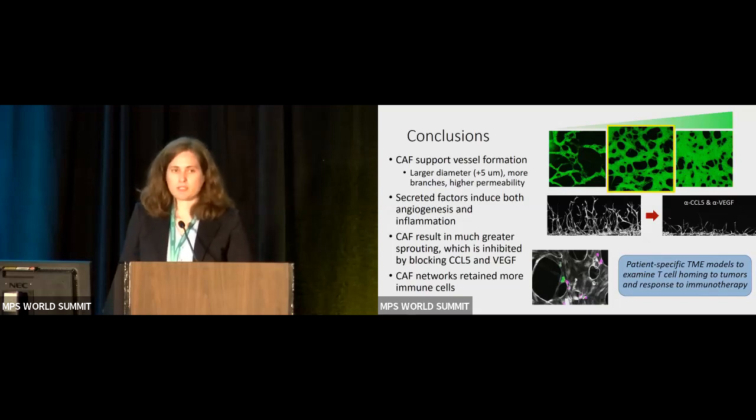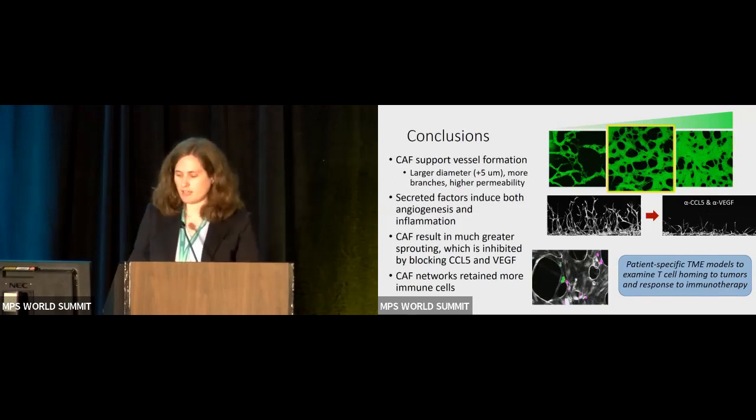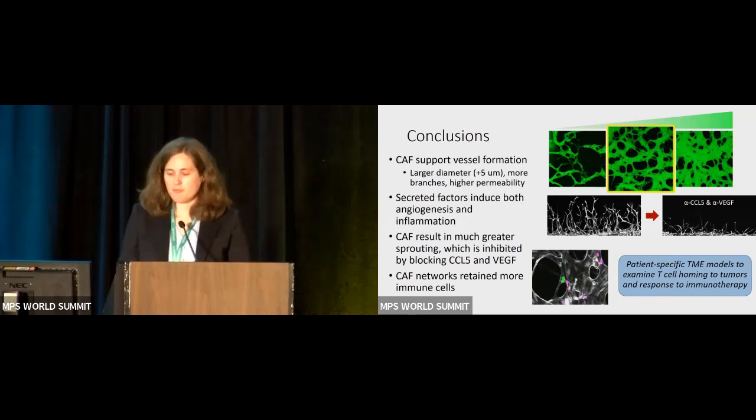These differences are probably due to the secreted factors expressed by the cancer-associated fibroblasts that induce both angiogenesis and inflammation. There seems to be a lot of crosstalk between those two. And the CAF resulted in much greater sprouting than the normal fibroblasts, which was able to be inhibited by blocking CCL5 marginally, and then more completely by blocking with VEGF or VEGF and CCL5 in combination. Finally, the CAF networks retain more of these immune cells, as we saw in the images and quantifications there.